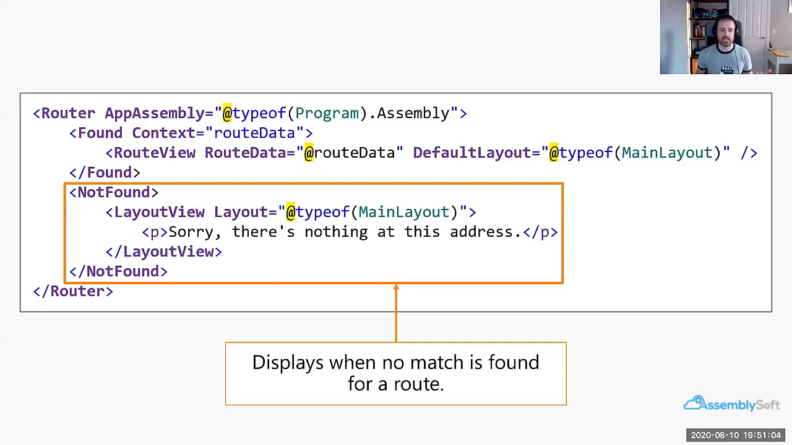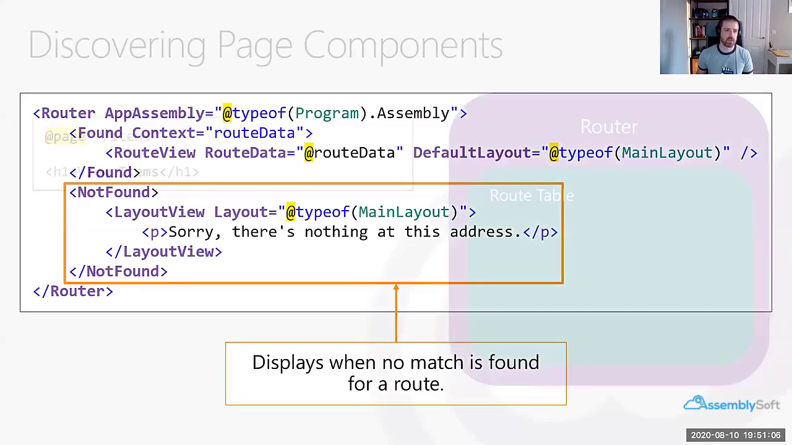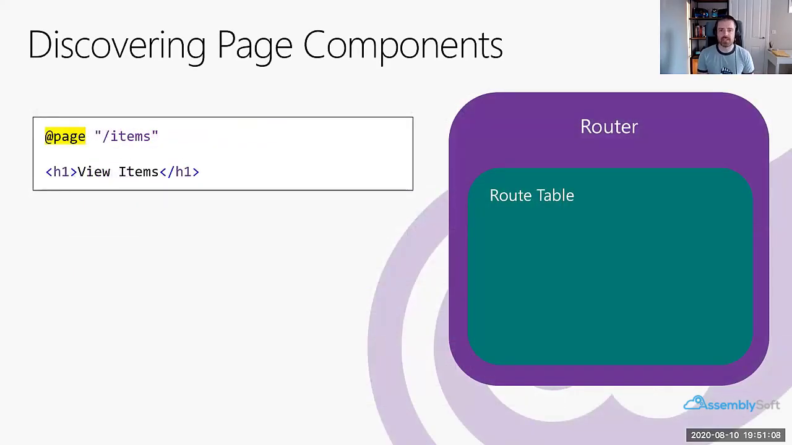So that's the key parts that make up the router. But how does the router actually discover page components? I mentioned a second ago that page components are defined by using the page directive, and you can see it in this little code snippet here. The page directive has two parts. It's the directive declaration itself, which is this @page, and then the second half is something called a route template. And the route template is telling the router the route that this particular component is going to be responsible for.